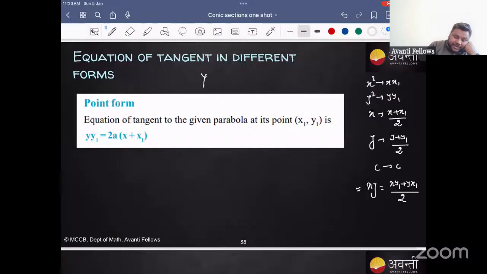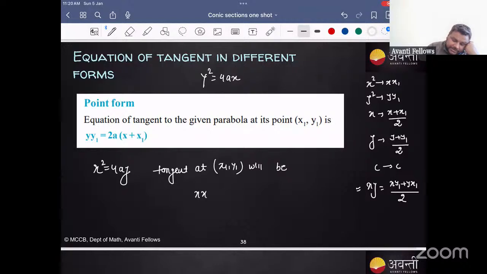So for y square equals 4ax, the equation of tangent at (x1, y1) will be yy1 equals 2a times (x plus x1). If your parabola is x square equals 4ay, then tangent at (x1, y1) will be xx1 equals 4a times (y plus y1) upon 2. Am I clear? So that is xx1 equals 2a times (y plus y1).